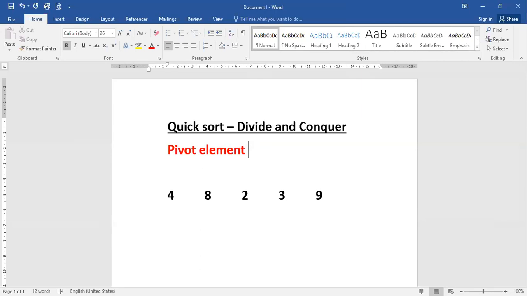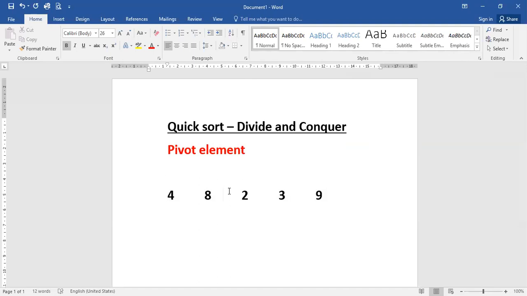So based on that concept, here we are going to solve the given problem using two approaches. Okay, so for the pivot element, for example, here 5 elements are given, and from these 5 elements you are going to select the pivot element.